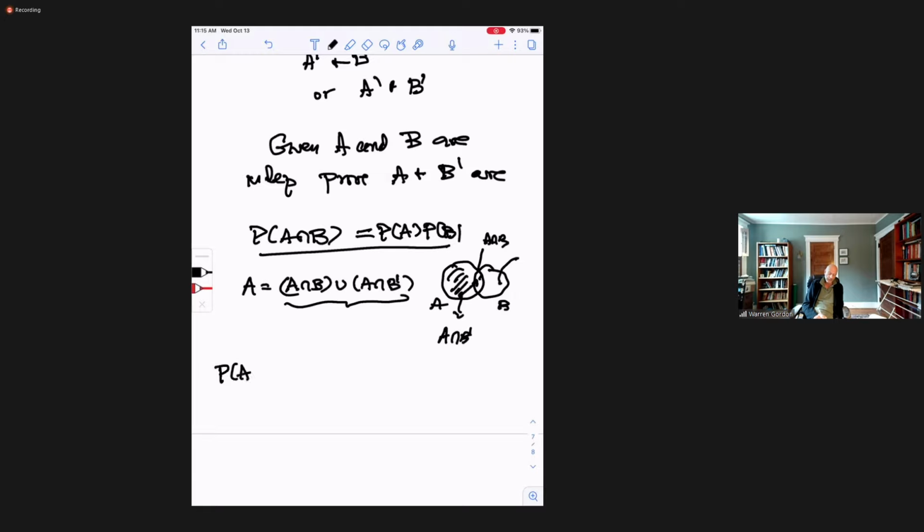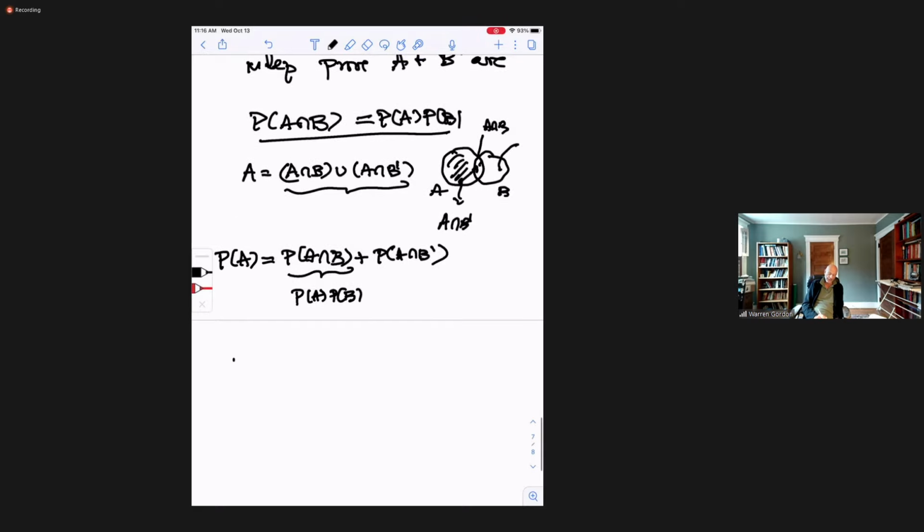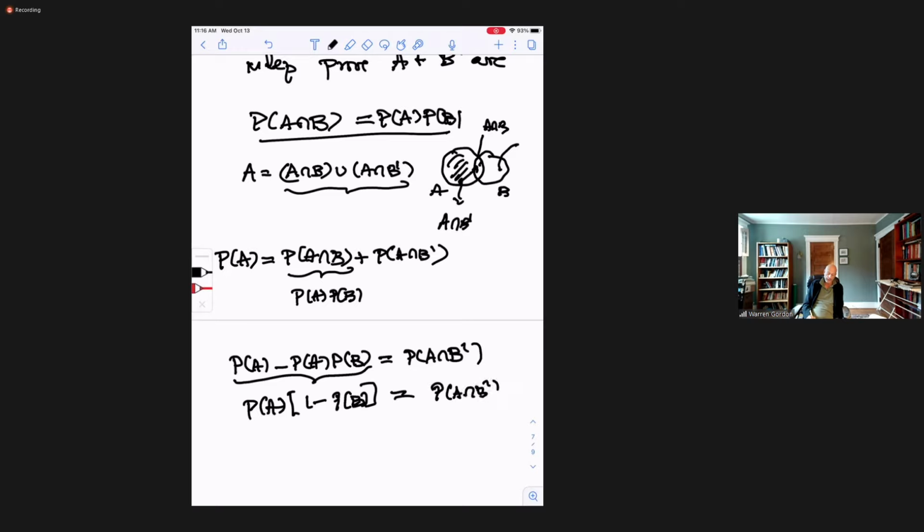Therefore, the probability of A is equal to the probability of A intersection B plus the probability of A intersection B complement. Now, by independence, this term right here is equal to P of A times P of B. So if I bring it over to the left, I got P of A minus P of A times P of B equals P of A intersection B complement. If I factor out a P of A, I'm left with 1 minus P of B. But 1 minus P of B is just P of B complement. So this is P of A times P of B complement equals P of A intersection B complement.